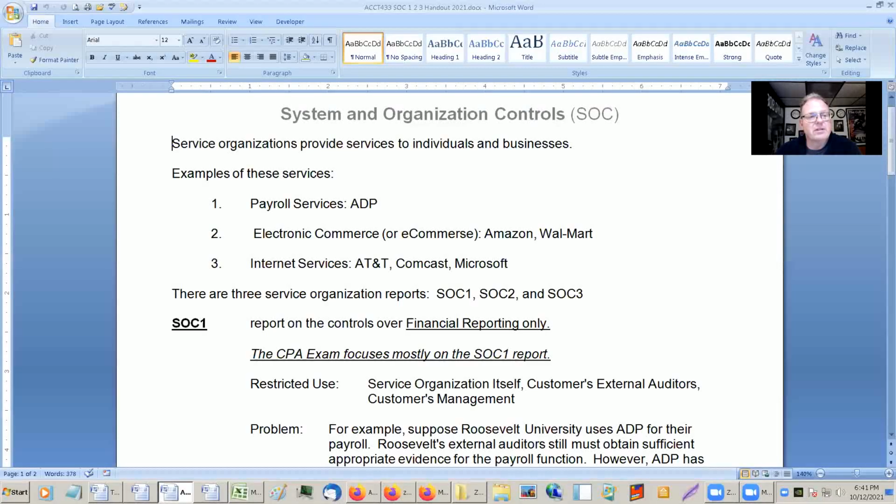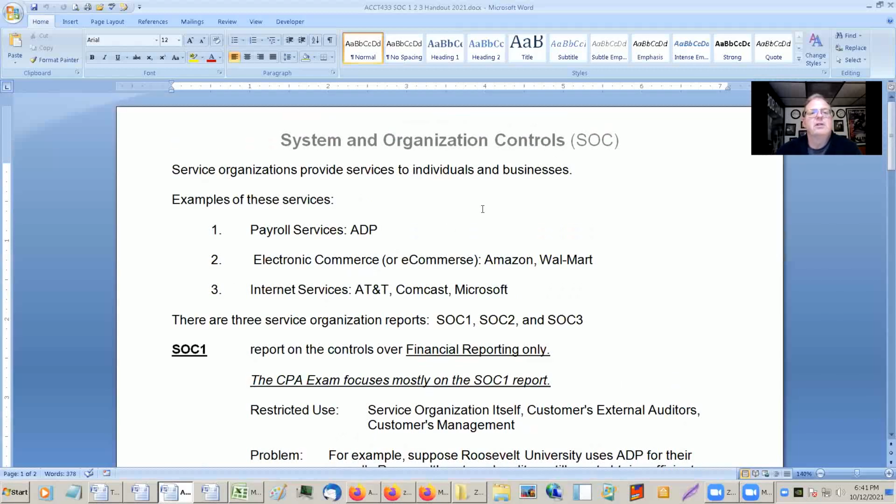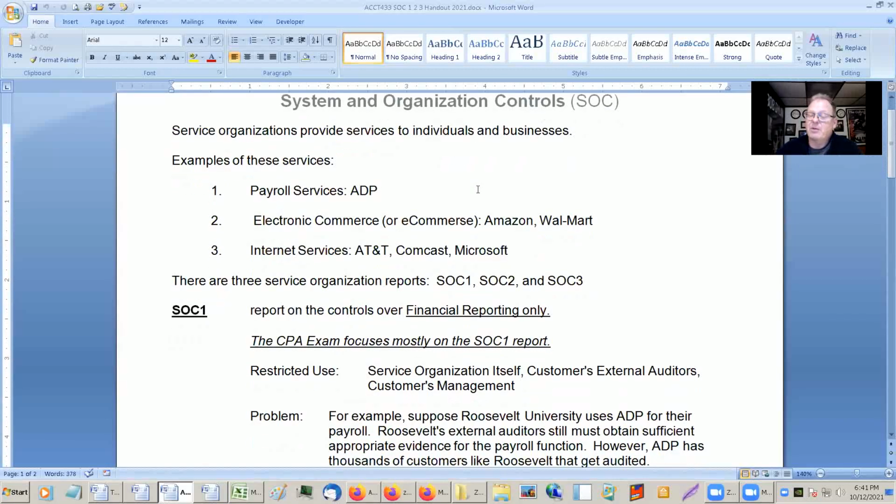Okay, well, I think we'll do one more thing and then we'll take a break, and that is, you don't have to do hardly anything for this one. This is the SOC reports. I sent it out, System and Organization Controls. They call them SOC reports. And these are really big with the AICPA right now. These are definitely going to be on the CPA exam, and they're going to get more on there.